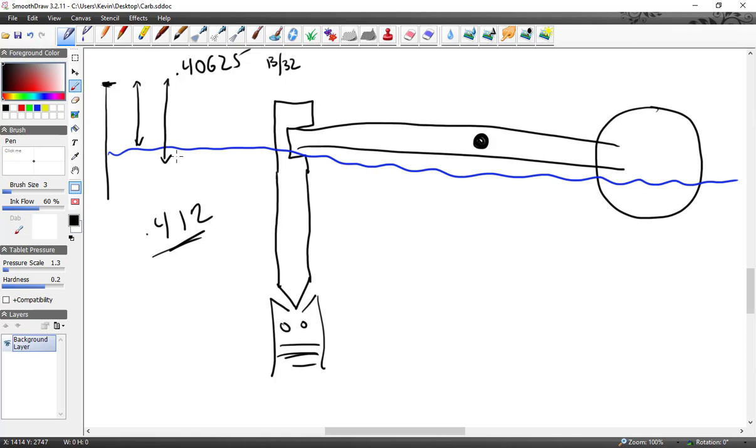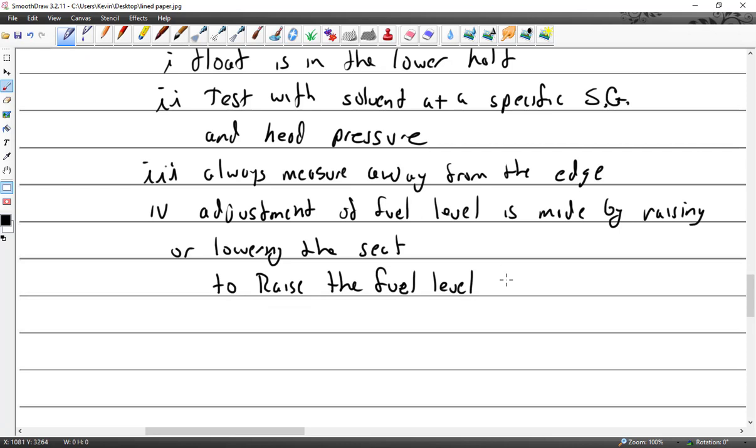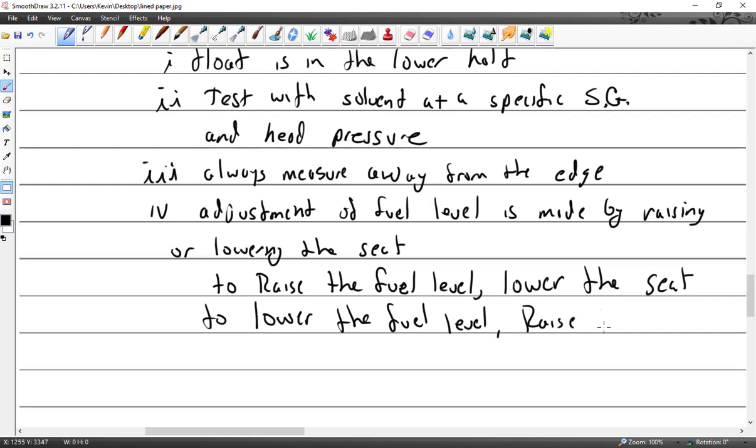So in order to raise this level, this should shut off later. So in order for it to shut off later, would I want this seat to be up here or down here? Down. Okay, so what you'll actually do is unscrew this, take it out, and change the shims below. So to raise the fuel level, you lower the seat. To lower the fuel level, raise the seat.